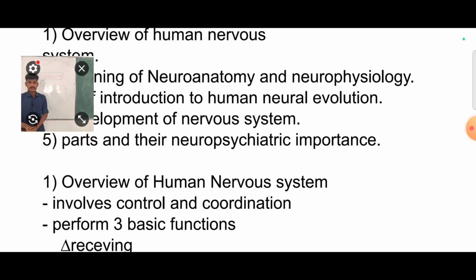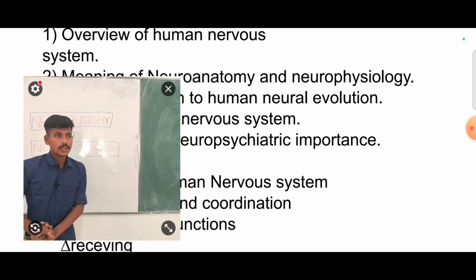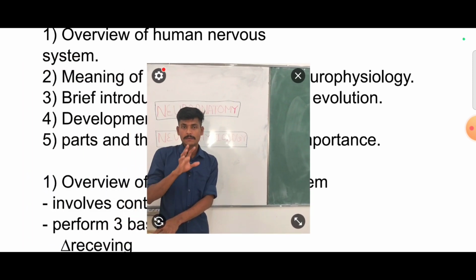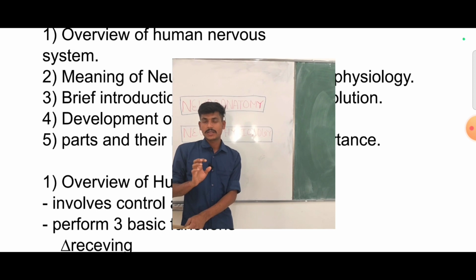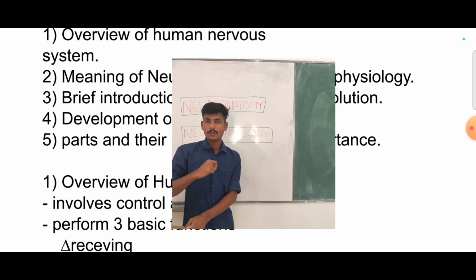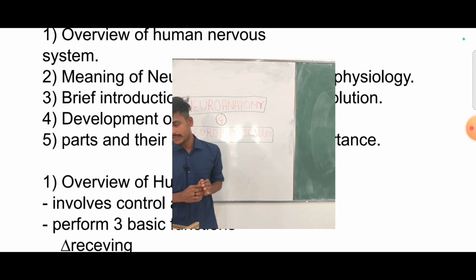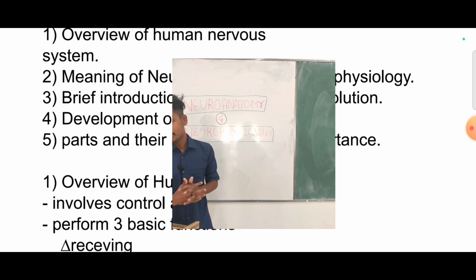Now see the overview of the nervous system. In the overview, we will generally look into how the nervous system is placed in our body first of all. Second, what are the parts and their basic structural and functional unit, and third, how they control the various systems in our body. That's the motto of today, to understand the nervous system.